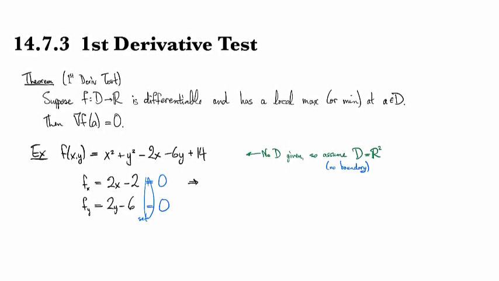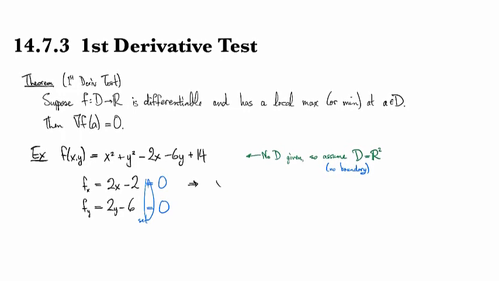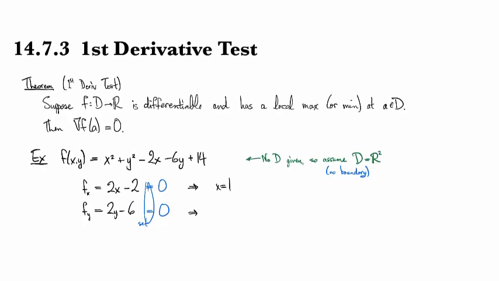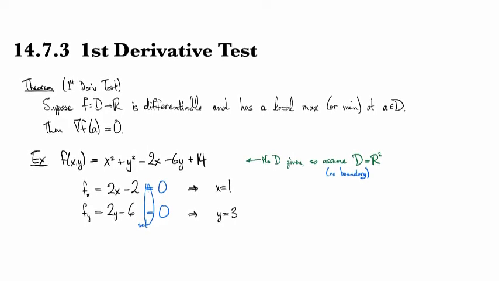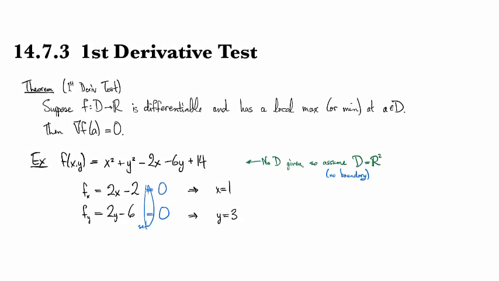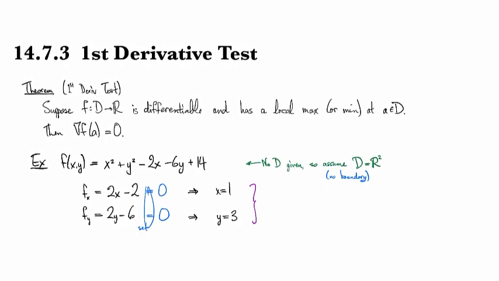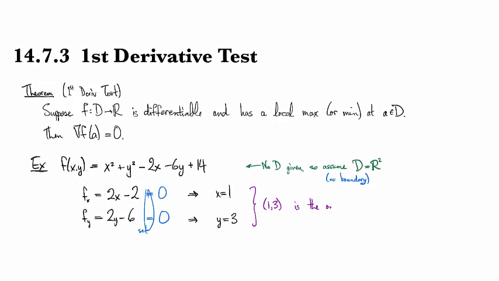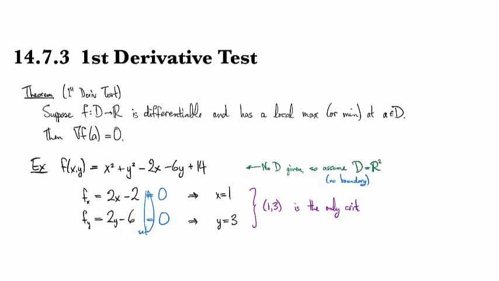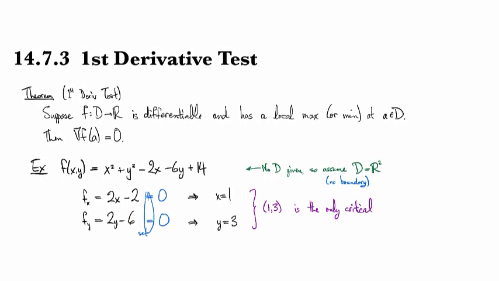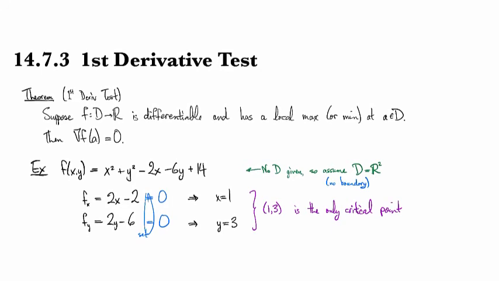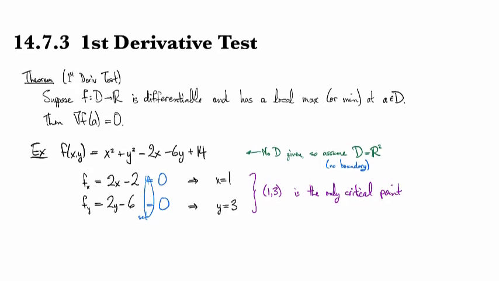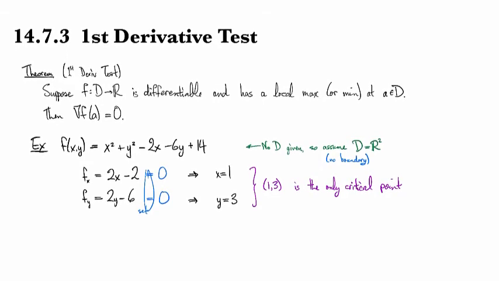The first equation tells us that we have to have x equal to 1, and the second equation tells us that we have to have y equal to 3. So from this, we only get one point, and we know that (1, 3) is the only critical point. The gradient is non-zero everywhere else, and there are no points where the gradient fails to exist, because this function is differentiable everywhere.